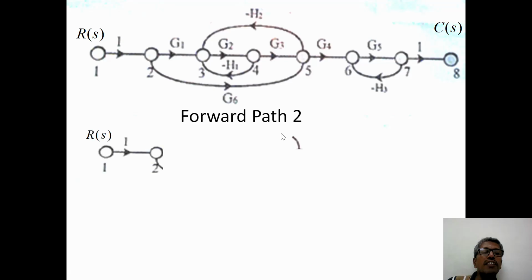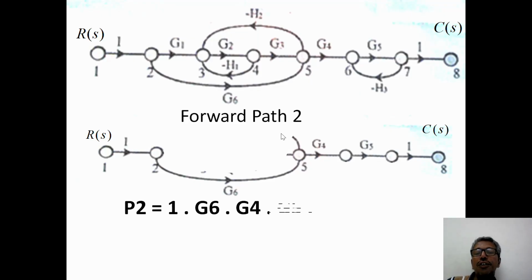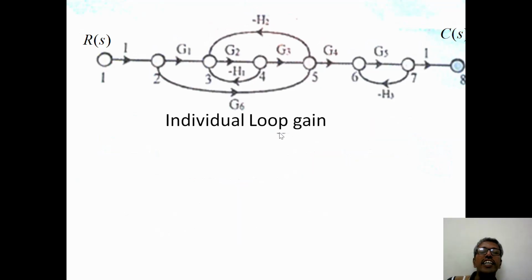So the second forward path goes from 2 to 5, 5 to 6, then 6 to 7 and 8. Now how does the second forward path gain come? P2 equal to 1 into G6 into G4 G5 into 1, that is P2 equal to G6 G4 G5. So we have two forward paths in this signal flow graph. Now we have to find the individual loops.